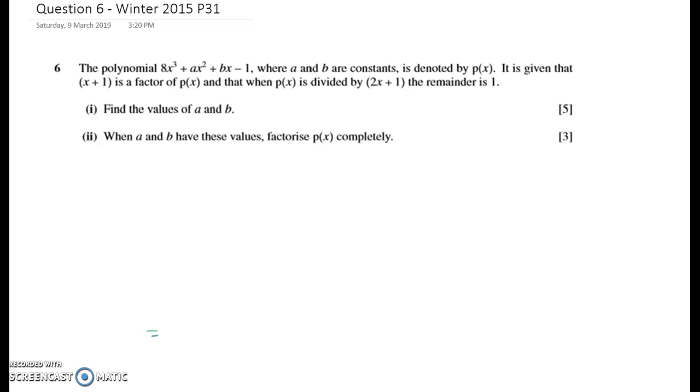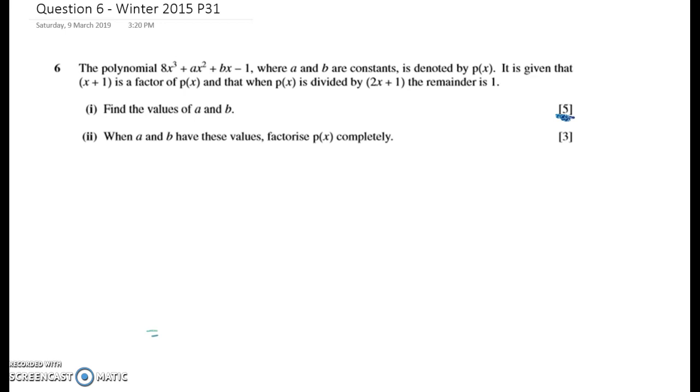And some of you did some amazing efforts with polynomial long division, but it's actually about a probably 1-page question. It's worth 5 marks, so you know there's going to be some work involved, but it's not too bad. So let's have a look and see how we can spot that it's a factor and remainder theorem question.